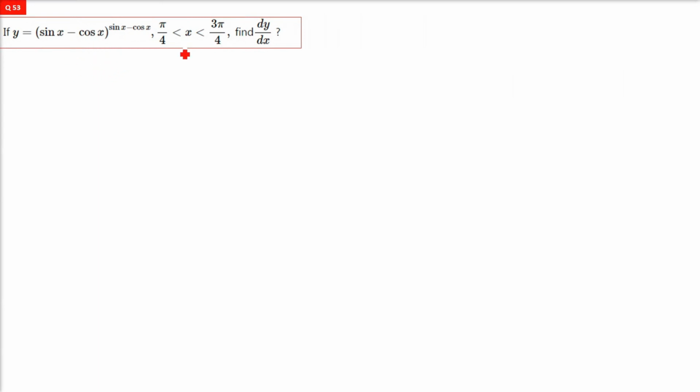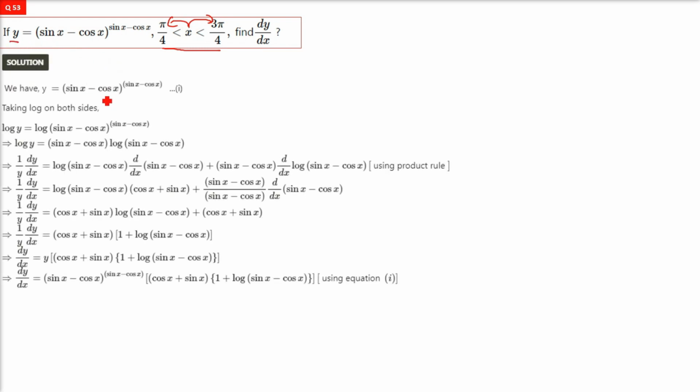Now we have y equals (sin x minus cos x) to the power (sin x minus cos x), and there is a boundary or limit also given. So we have to find out dy by dx. If we replace things, then the boundary will be checked. But here we'll just take the log on both sides.